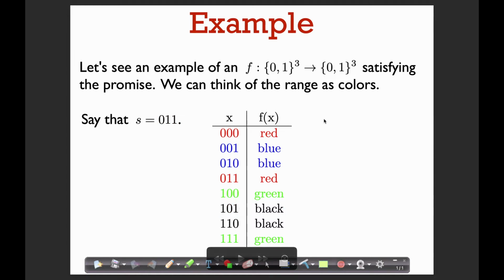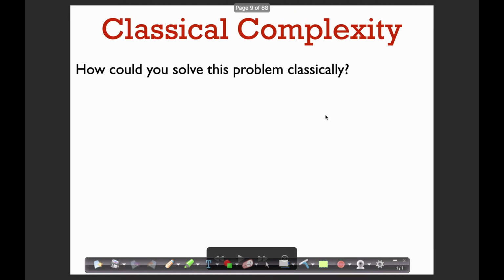Let's actually start out with the classical case to get a feel for this problem. How could you go about solving this problem classically? I'll let you pause the video and think about that for a minute.